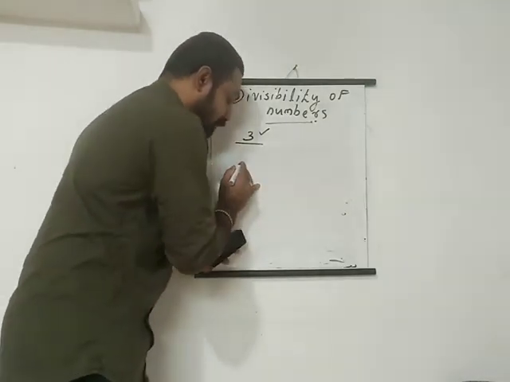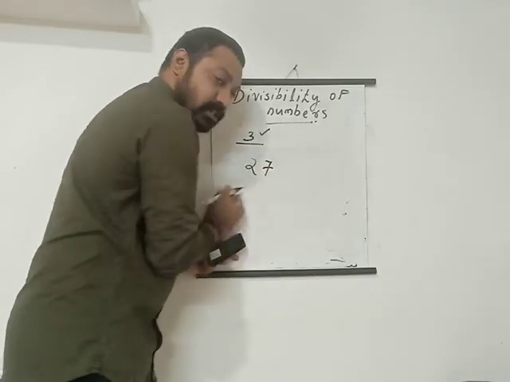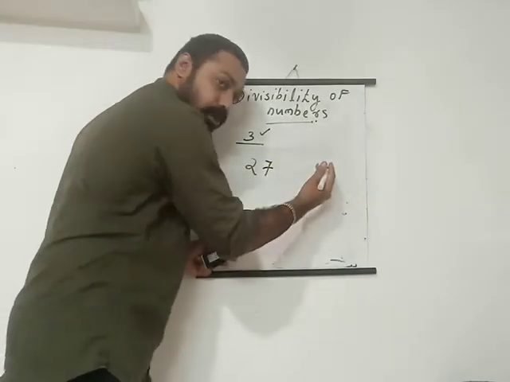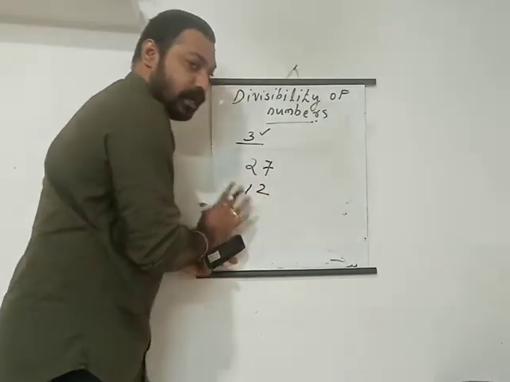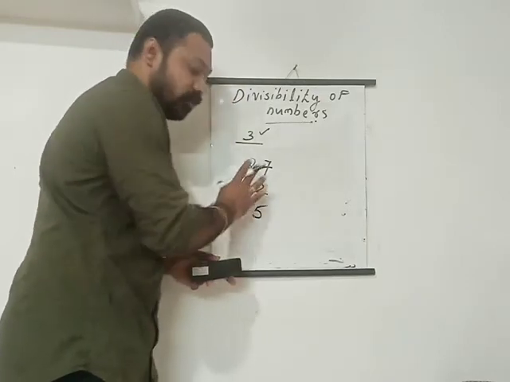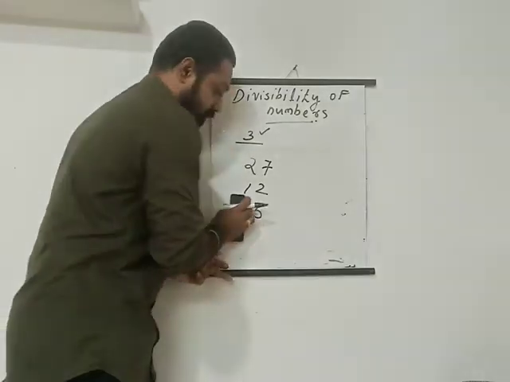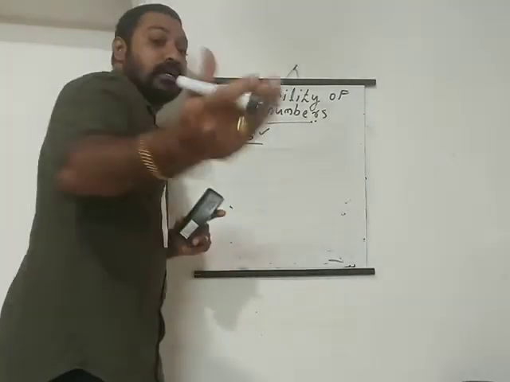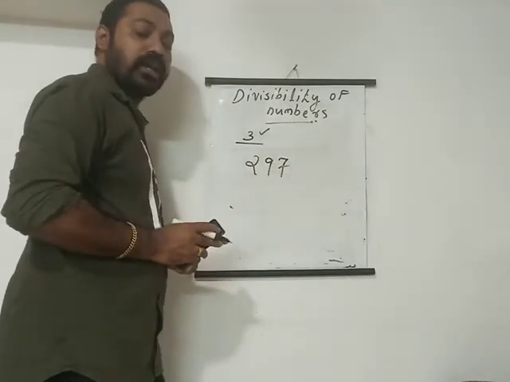For example, we take a number, 27. 27 is divisible by 3, isn't it? 9 3s are 27. And the number 12, you can see that. Okay, all these numbers come in 3's table. And 15. This kind of numbers, these are all divisible by 3, isn't it?